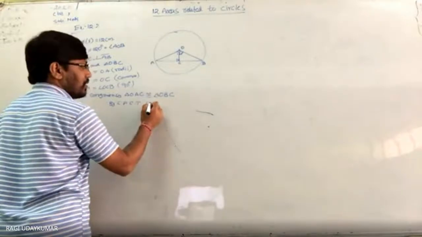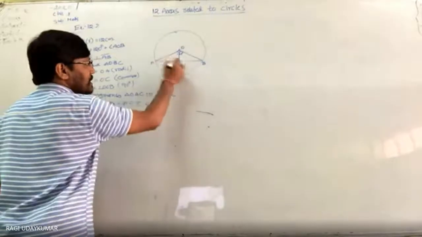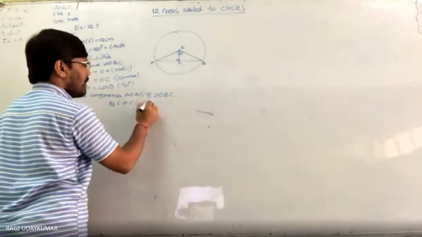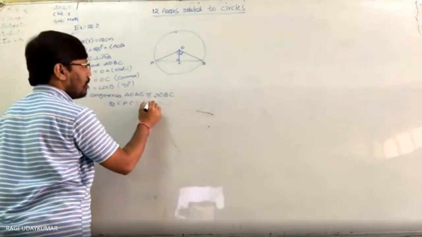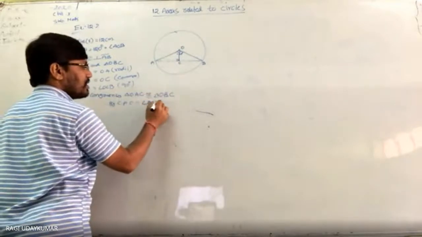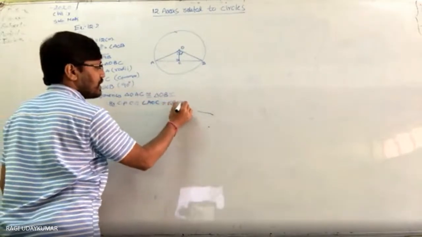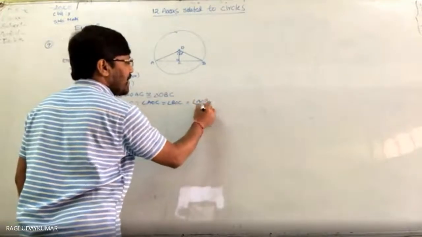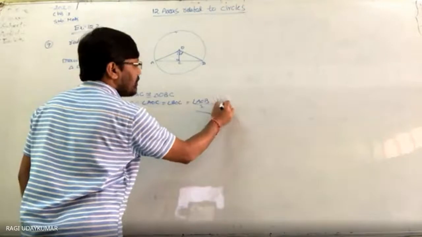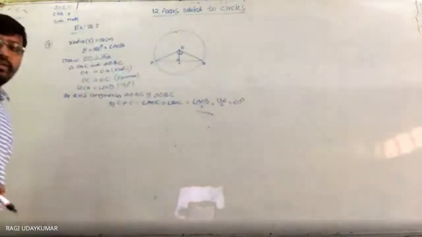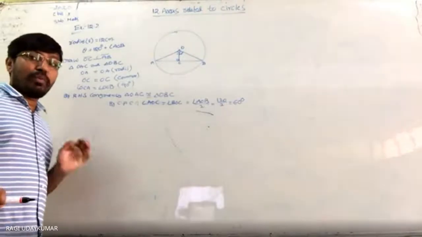So from this you can say, by CPCT, that angle OAC is equal to angle OBC, and angle AOC is equal to angle BOC, which is equal to half of AOB. So 120 degrees by 2, which is equal to 60 degrees.